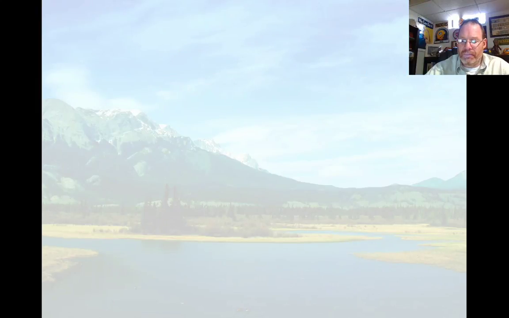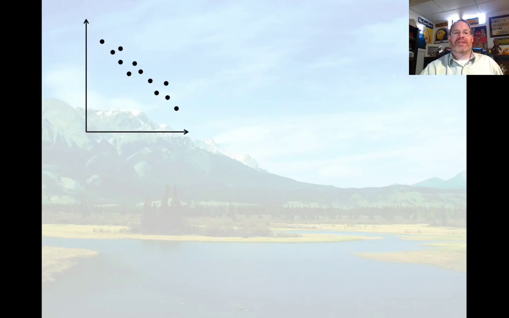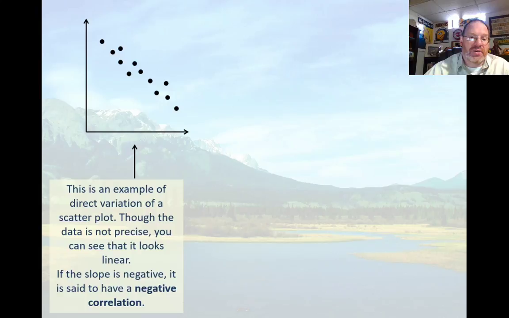All right, so this is kind of what we're talking about. This here is a scatter plot that represents some unknown set of data. You can see that it looks like it's consistently going down. As x increases, y goes down by a consistent amount each time. It looks linear. So that's an example of direct variation. In this particular case, the slope is negative, and so we refer to it as having a negative correlation.